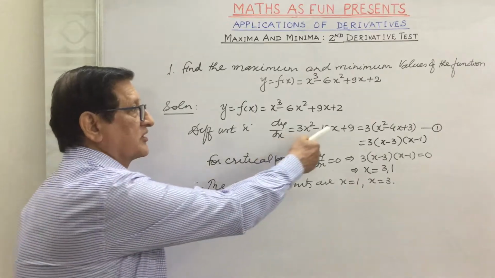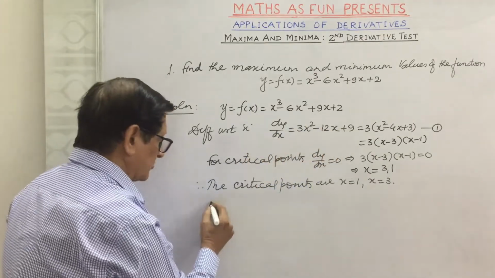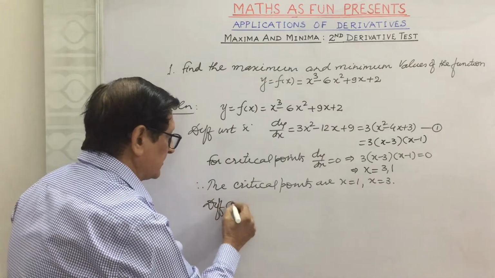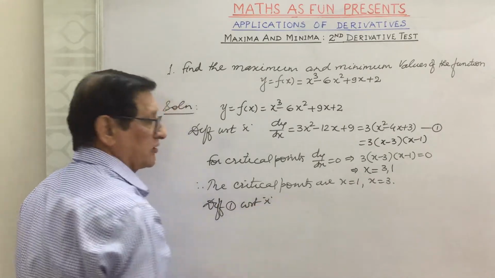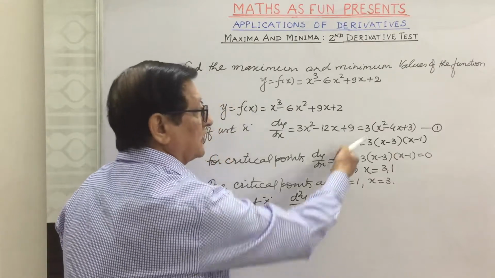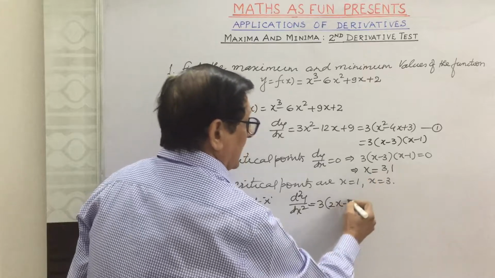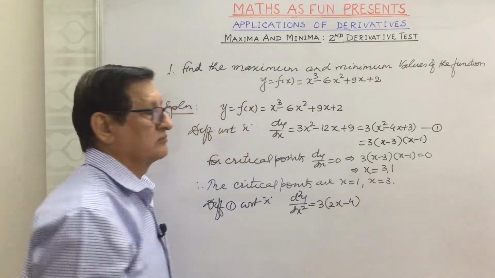Now to find the second derivative, we will differentiate 1 with respect to x. So we write, differentiating 1 with respect to x, we get d2y by dx square, that is the second derivative, will be 3 into (2x minus 4).